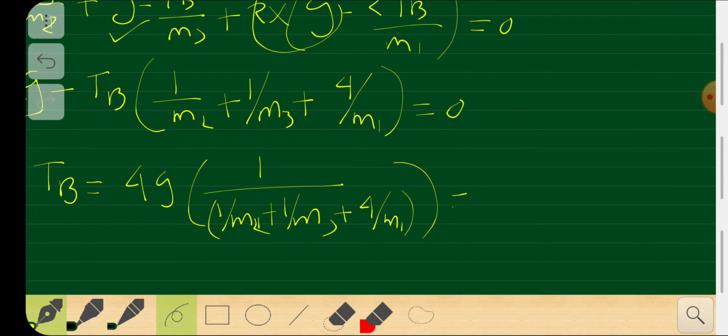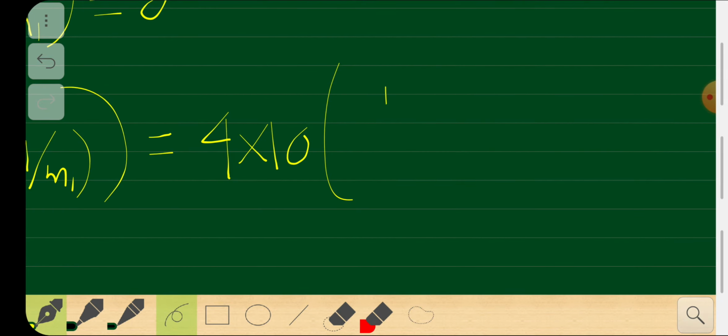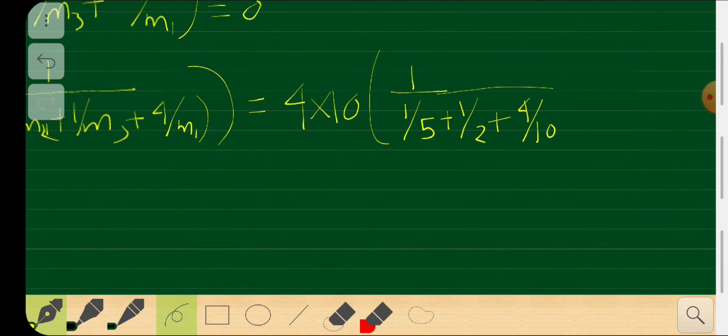So you get 4 times g, I'm going to use 10, right? 4 times 10, times the 1 by, so you get 1 by 1 divided by 1 by 5, 2 and 10, right? So it's 1 by 5 plus 1 by 2 plus 4 by 10, right? So that's what we get.